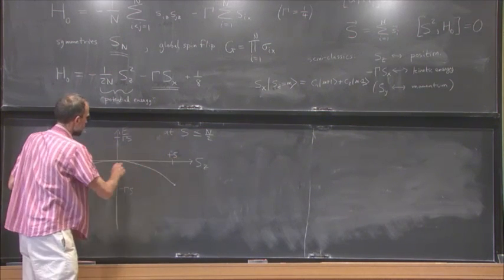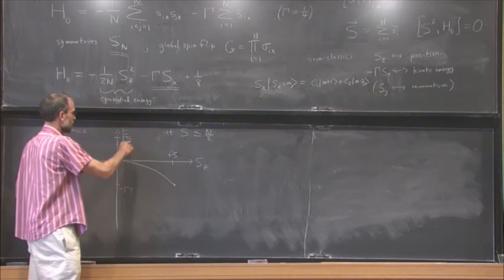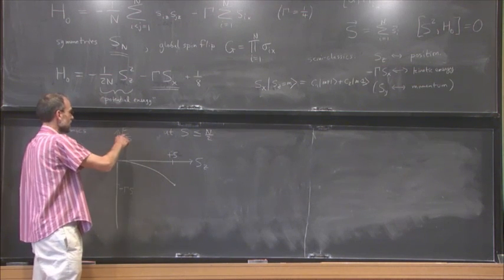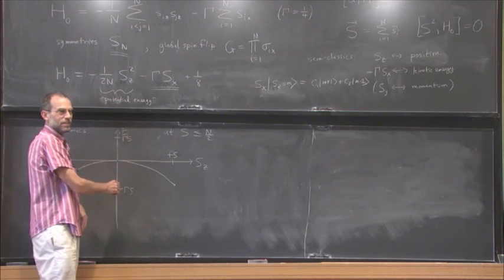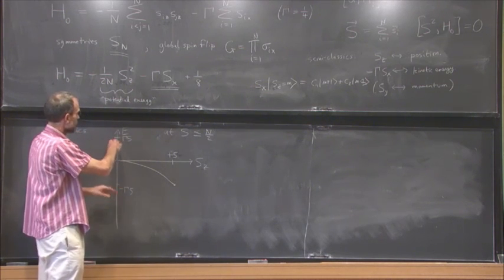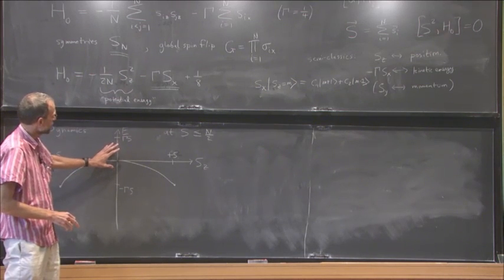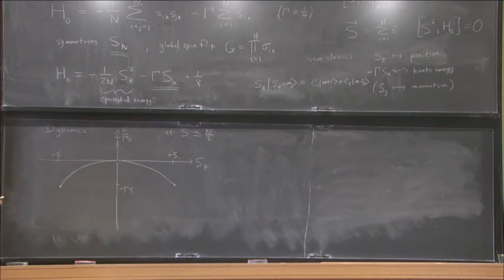That if I fix Sz equals 0, Sx can run anywhere from minus S to plus S. And the kinetic energy can run anywhere from minus gamma S to plus gamma S. And all these states are available. You know, there's two. And so it's just like a particle hopping in a band in a tight binding model.